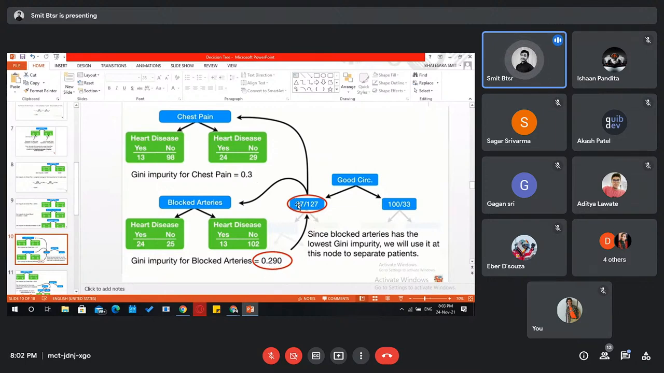So our second question would be: are there blocked arteries? And then for the remaining one, we don't have to calculate. So this would be the order of our questions. Okay, so that is the important question.